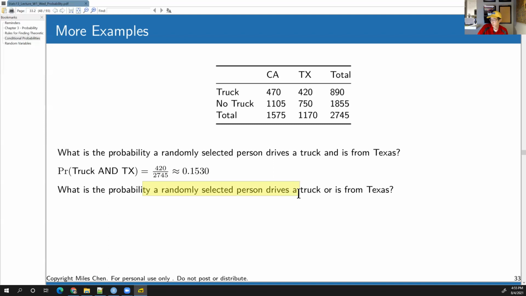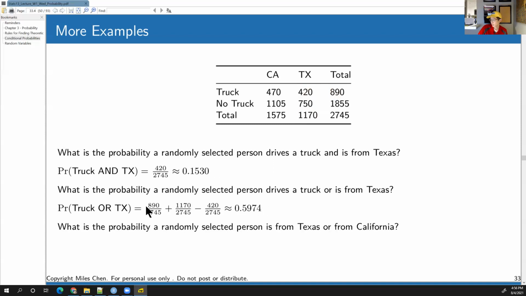What's the probability that a randomly selected person drives a truck or is from Texas? We're going to look at everybody who drives a truck plus everybody who's from Texas, and subtract off the overlap. We're going to get 890 plus 1170 minus 420, everything over 2745, and we get something around 60%. And here, what's the probability that a randomly selected person is from Texas or from California? At least in our table, these things are mutually exclusive, and we just add these two things up and we get a probability of 1.